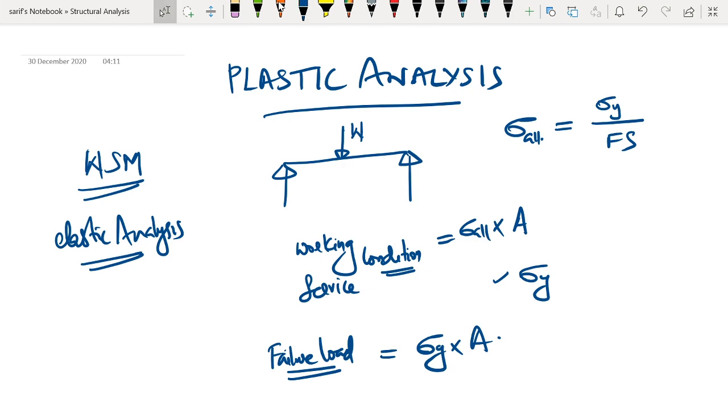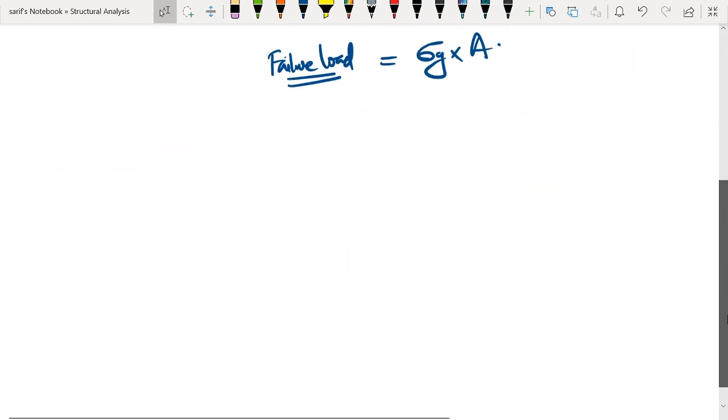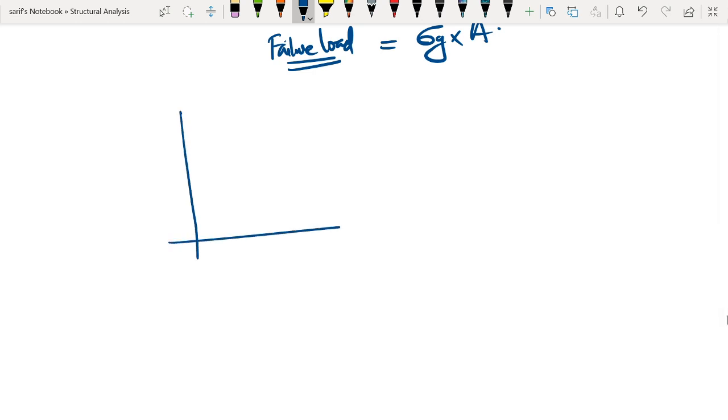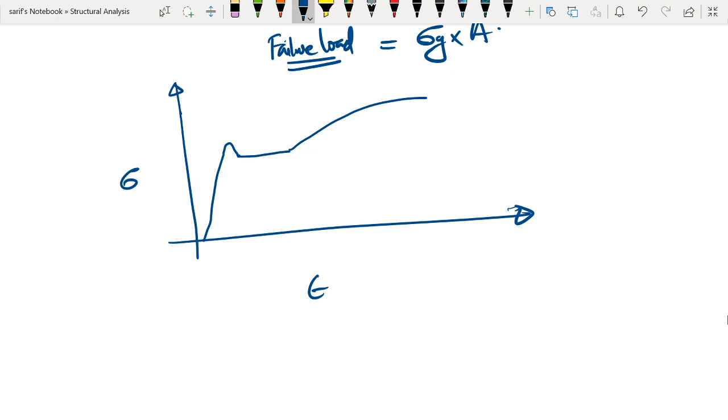Now what is happening in this working stress method is that we are only considering the linear portion of the stress strain curve. If we consider the stress strain curve of mild steel, it is like this. You will have a linear portion and then there is an upper yield limit, lower yield limit. Then you will have a yield plateau. Then there will be a strain hardening region. Then the material reaches its ultimate stress and then there will be necking and finally there will be a breaking point.